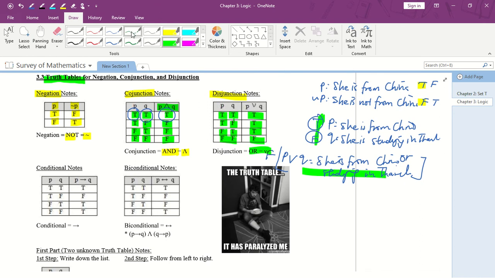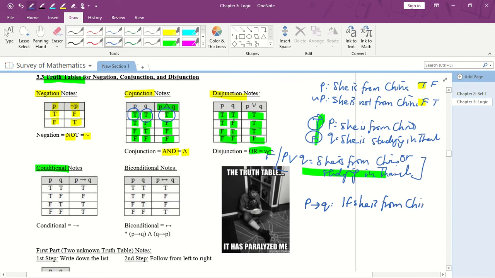Okay? So now let's look at the conditional. Conditional here says, let me just write down, it will become P to Q, and it will become "if she is from China, then she is studying in Thailand."